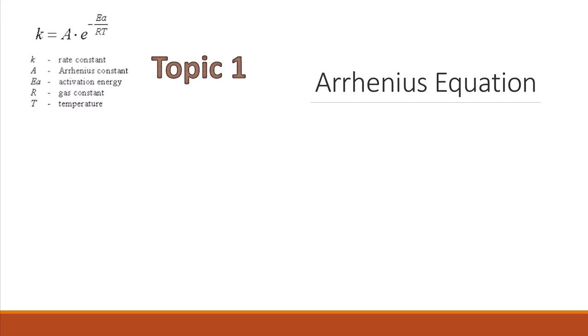So k here is the rate constant, and A is the Arrhenius constant, which is going to be provided to you. And then Ea is the activation energy. When you use the equation, the activation energy has to be in joules, not in kilojoules. And then R is the gas constant. This is going to be provided to you as well. And finally, T is the temperature in Kelvin.